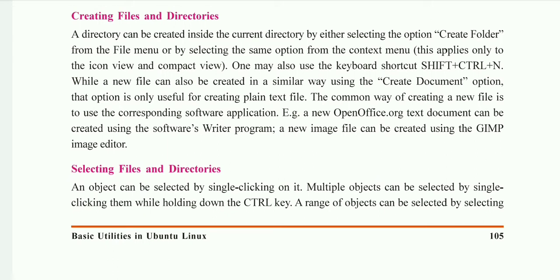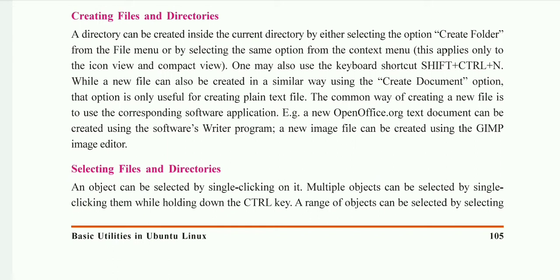Then next is how we can select files and directories. The simple way to select any file is by just left clicking. First you have to put your mouse pointer on that object, and when you do the left click, the object will be selected. If you want to select multiple objects, how is it possible? You can select them by single clicking them while holding down the control key.